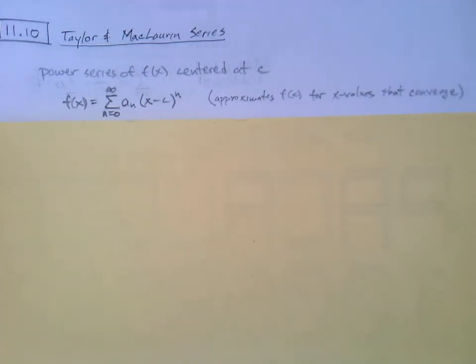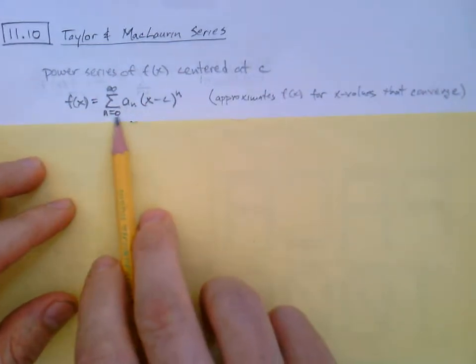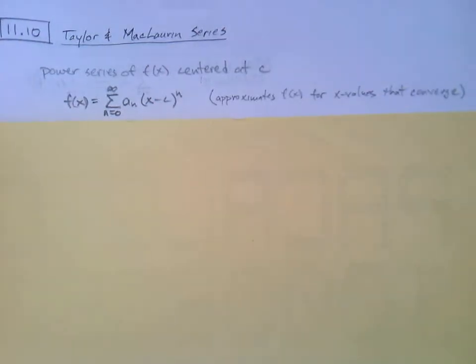These last two sections of chapter 11, 11.10 and 11.11, take our idea of the power series and look at it as a Taylor and Maclaurin series, as you see in the title of 11.10. So I can just give you what's going to happen. With a power series, we can represent certain functions as an infinite series.